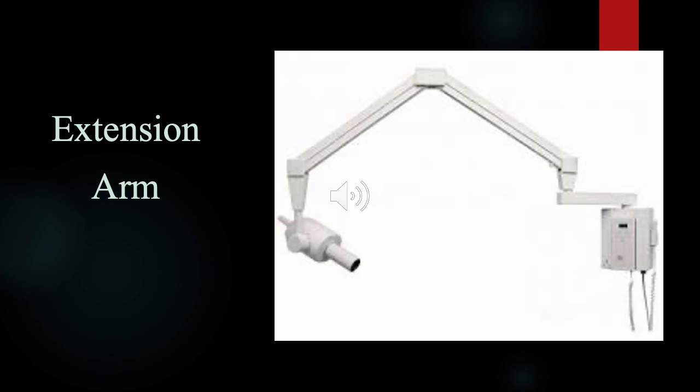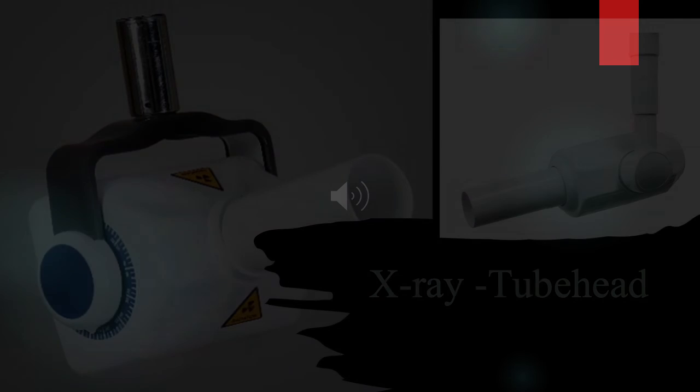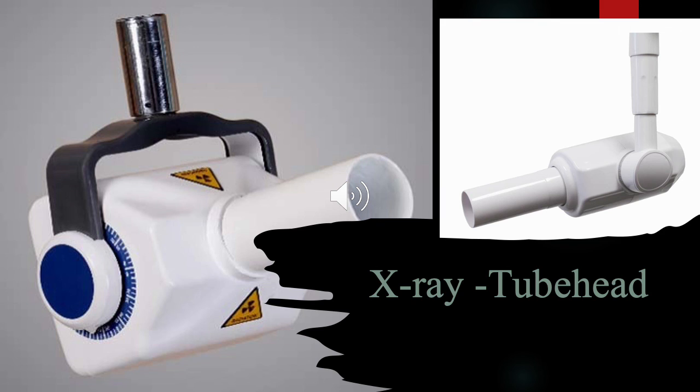The extension arm suspends our X-ray tube head and houses the wires that go from the control panel to the tube head. It also allows for movement and positioning of the tube head. Last but not least, we have the X-ray tube head, which is housing our X-ray tube. This tube head is also called a heavy metal housing, and inside this housing is insulating oil that surrounds our X-ray tube where X-rays are produced.